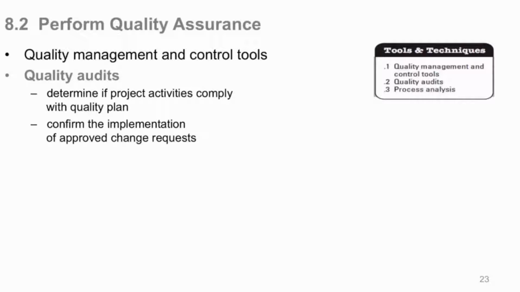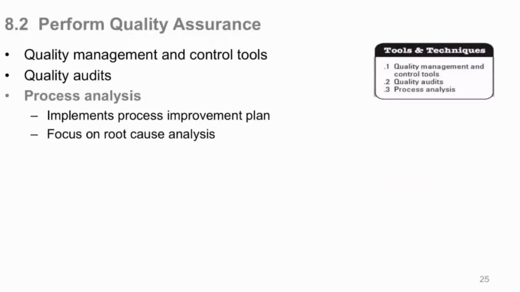Now, quality audits is a tool technique. You need to make sure that all the project activities you are doing comply with your plan. That's why you have a quality plan, so that you can comply with it, so you can produce quality work in your processes or in your deliverables. And quality audits confirm that the approved change requests have been implemented properly. Because you're building something, now you have a change request, it's approved. You need to make sure the essence of that change request gets embedded in your work. So quality will audit that to make sure that happens.